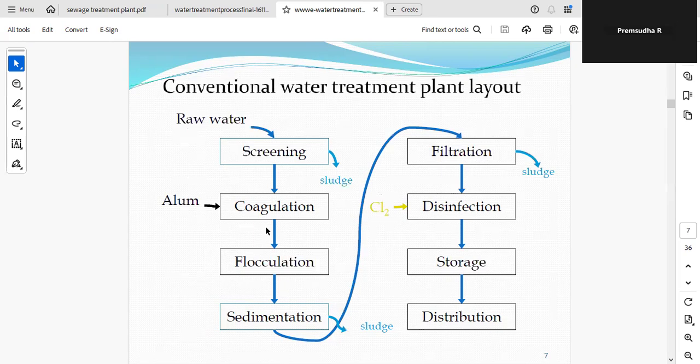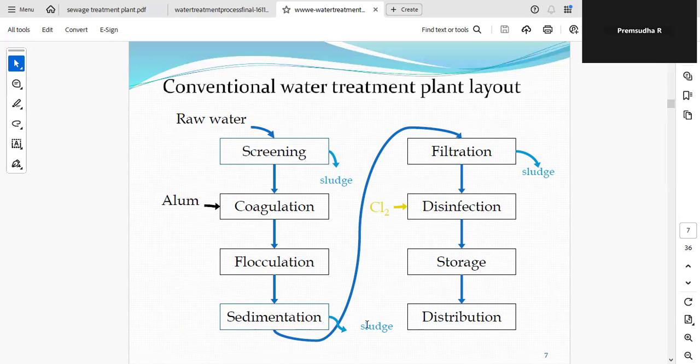In coagulation, we add a coagulant, commonly alum. It makes the particles bigger in size and makes them settle. Next is flocculation. Flocculation means floc formation. In the mixing chamber, we add the coagulant and mix it, and that forms flocs. And then sedimentation. In some cases we can use pre-sedimentation before the coagulation and sedimentation.